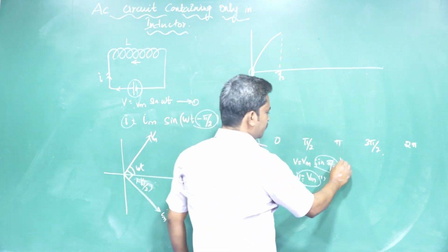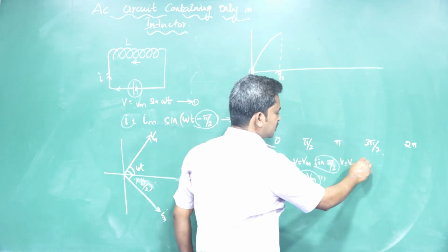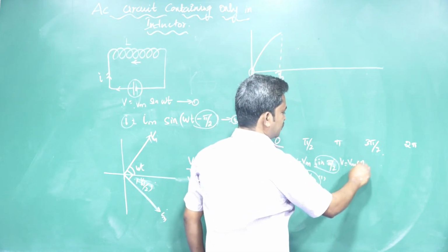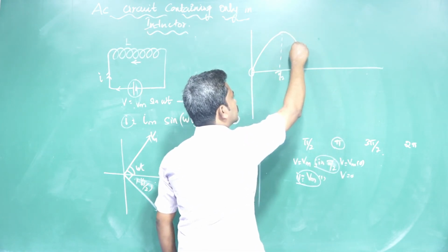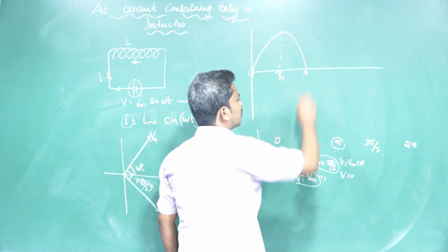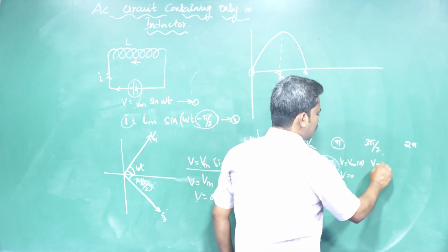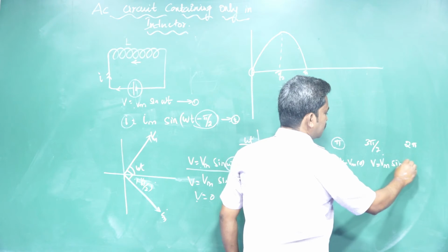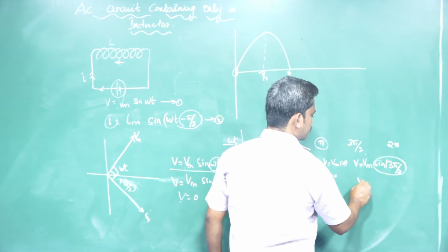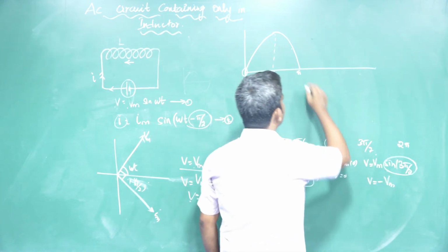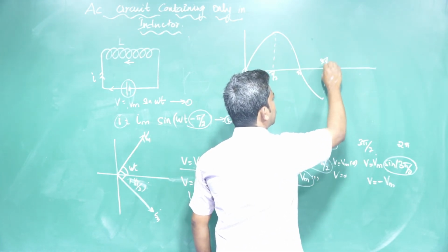And same one, V is equal to Vm sin omega t. Omega t is equal to pi. Sin pi value is 0. So V is equal to 0 at pi. This is the pi value. What will happen at 3 pi by 2? V is equal to Vm sin omega t with omega t equal to 3 pi by 2, 270 degrees. So the sin 3 pi by 2 value is equal to minus 1. V is equal to minus Vm. So this is the maximum at 3 pi by 2.